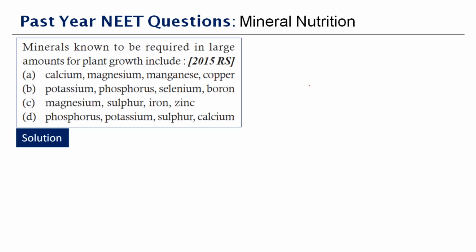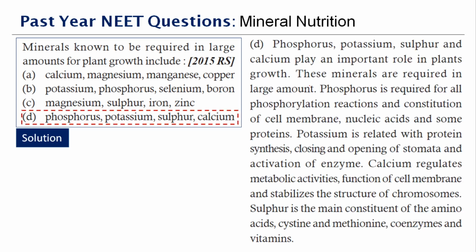Phosphorus is required for all phosphorylation reactions and constitution of cell membrane, nucleic acids and some proteins. Potassium is related with protein synthesis, closing and opening of stomata and activation of enzymes. Calcium regulates metabolic activities, functions of all cell membranes, stabilizes the structure of chromosomes. And what is sulfur helping in? It is a main constituent of amino acids like cysteine and methionine, coenzymes and vitamins. So minerals required in large amount for the plant growth include phosphorus, potassium, sulfur and calcium, which is option D.